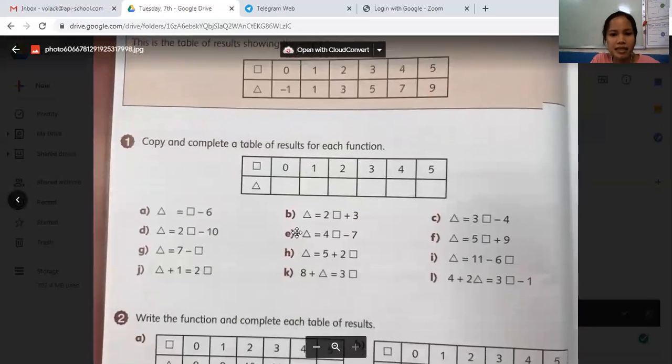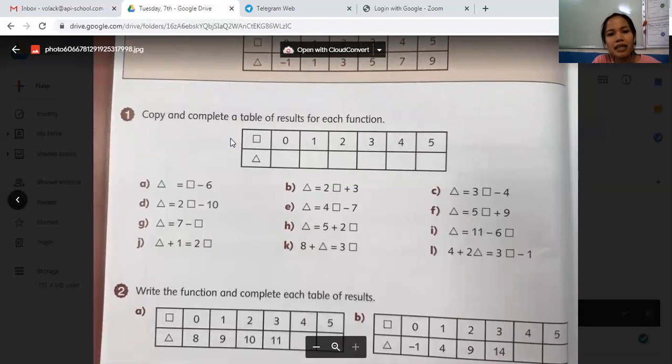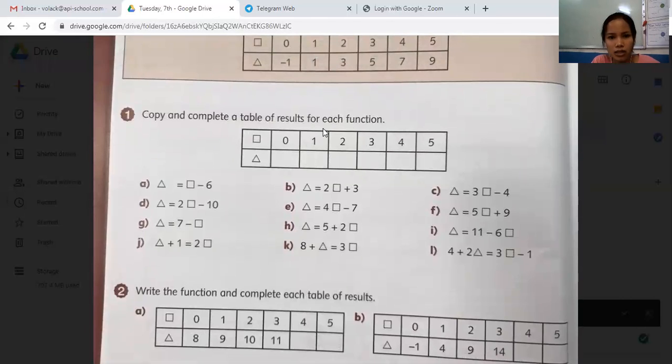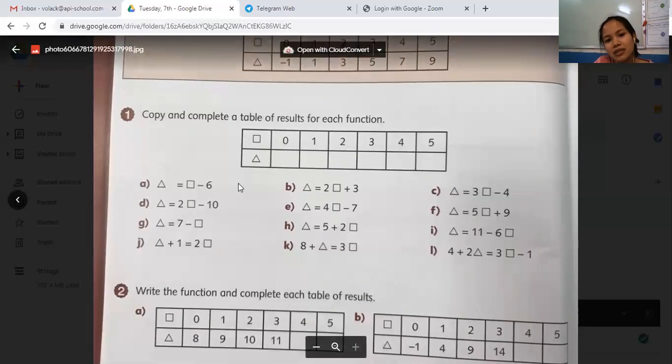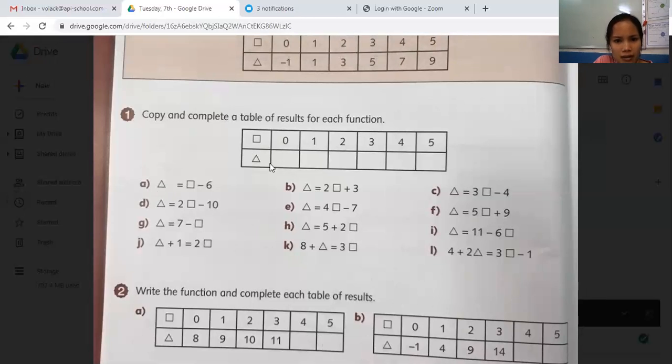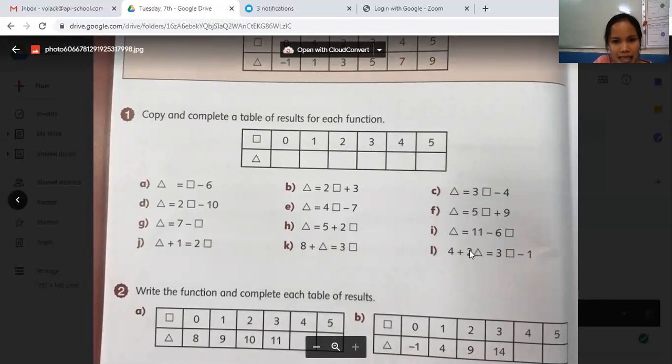Okay, so this exercise, number 1: copy and complete a table of results for each function. So they have square and triangle. Copy and complete a table of results of each function. So this one you have to do a lot, from A until letter L. So you have to draw this box for A, B, C until letter L, and there are a lot of boxes.